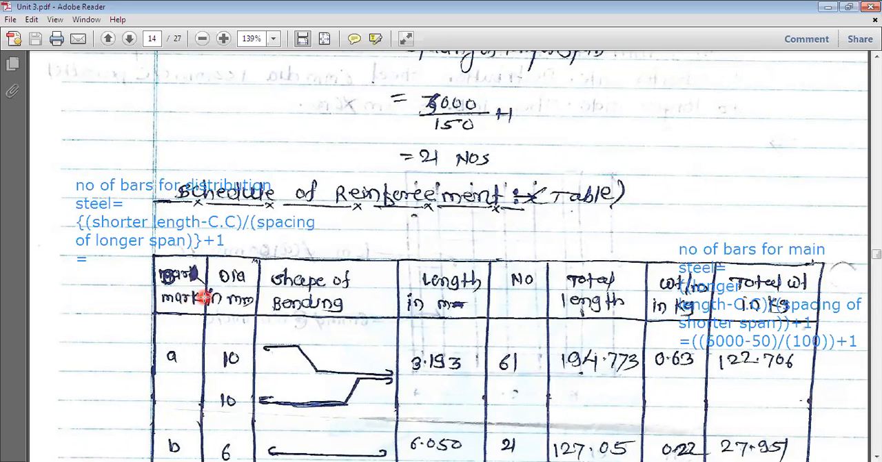Okay, second column will be nothing but the description of the bar. You can write the description, whether it's a bottom bar, top bar, bent up bar, main bar, steel bar, anchor bar, or whether it is for your bent up bar, whatever the description, you can write it down. So here this table is again correct, but you can take the correct format also.